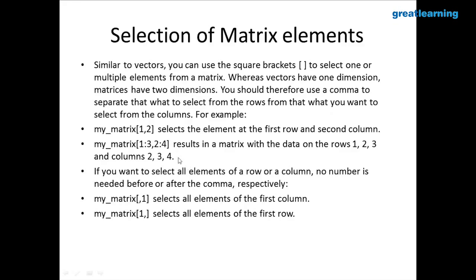So 1:3, 2:4. Now if you want to select all elements of a row or a column, no number is needed before or after the comma respectively. So what if I want to extract everything? I have to give a blank. For example, if you see the slide, my_matrix, I give a blank, comma, 1. What will it do? It gives all the rows for column 1, the first column. Similarly, let's assume I give 1, comma, and then blank. It will give all the elements of the first row.